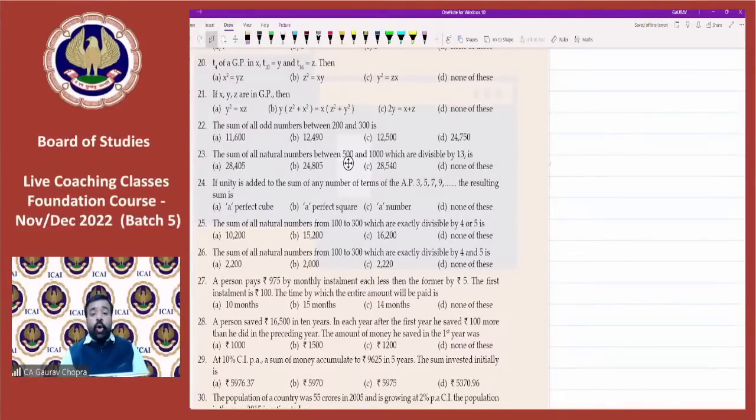The sum of all natural numbers between 500 and 1000 which are divisible by 13. So the limit is 500 to 1000. But for making the series, the number should be divisible by 13. So what will be the first number after 500 which is divisible by 13? Let us calculate.